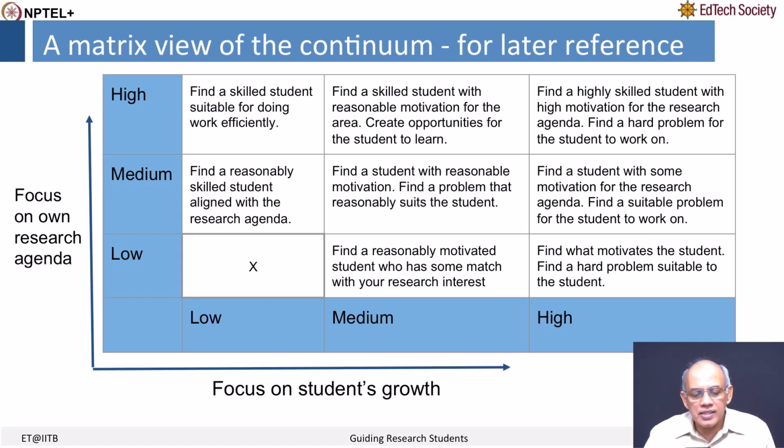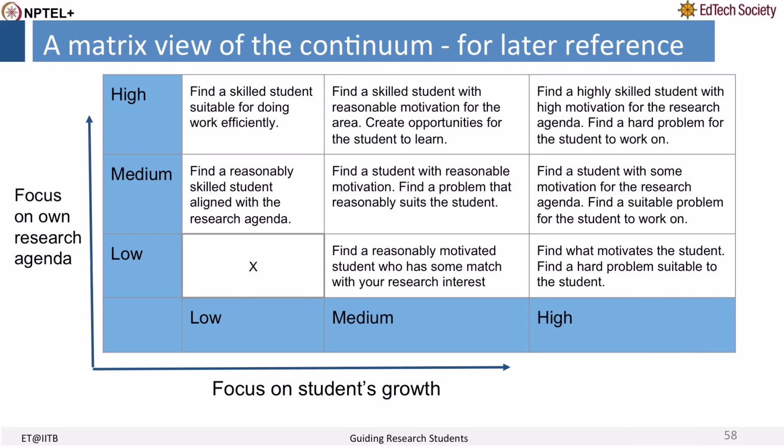On the x-axis you have high, medium, low, and on the y-axis also you have high, medium, low, and depending upon where your position is, it's possible to align with a student who will work well and lead to success in that situation. I will not be discussing this matrix in this workshop, but it is part of the slides and you are welcome to look at it later and maybe discuss it as part of the assignment.